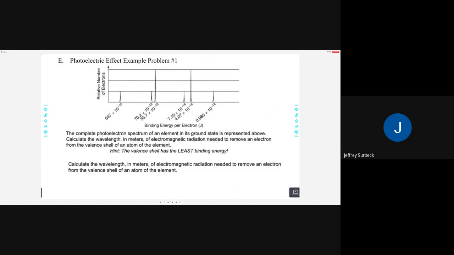Which one's smaller? Smaller. See how it's 0.98? They're all to the negative 18th power.